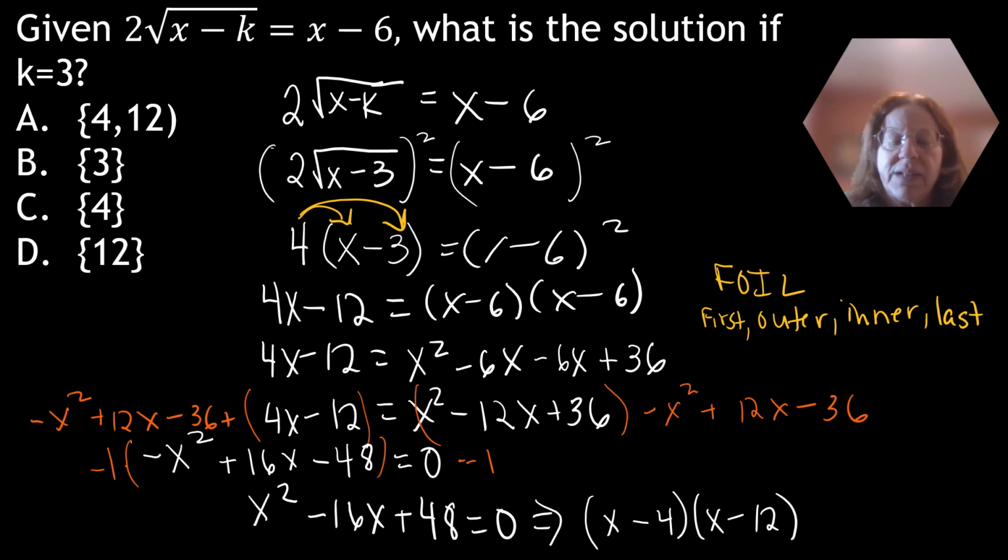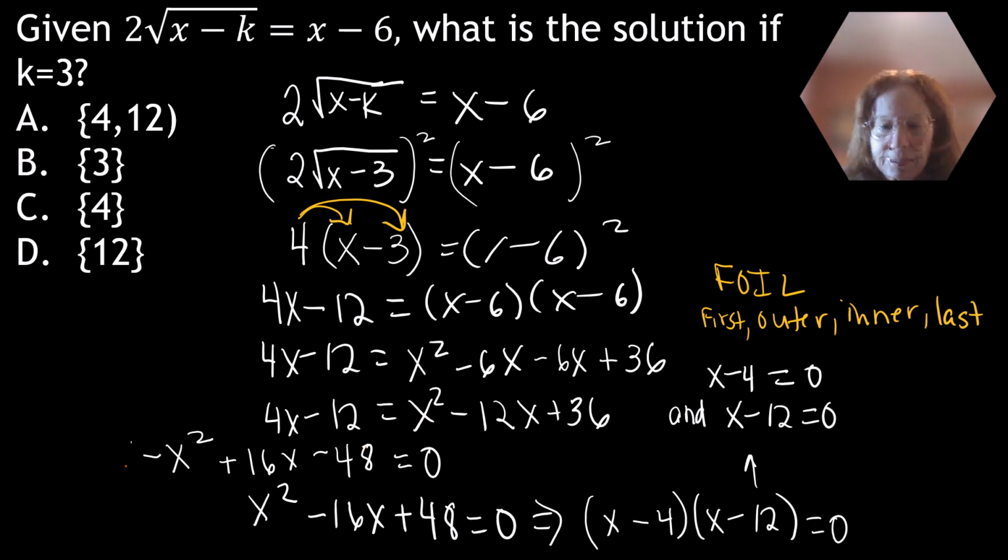Now we're going to factor x squared minus 16x plus 48, and I've already factored it, but the way I did that is you find two numbers such that when you add them together you get minus 16, and when you multiply them together you get positive 48. Negative 4 and negative 12 work because negative 4 plus negative 12 is negative 16, and negative 4 times negative 12 is positive 48. Set that equal to 0.